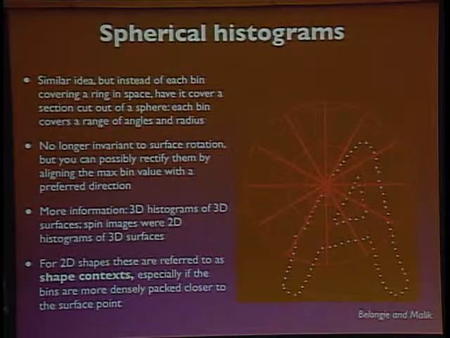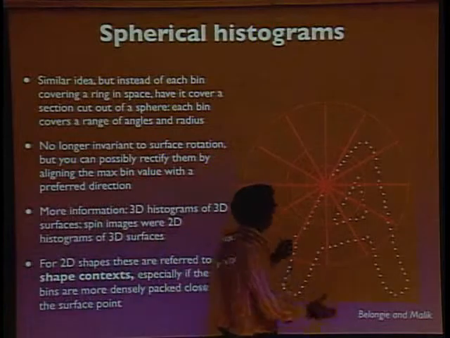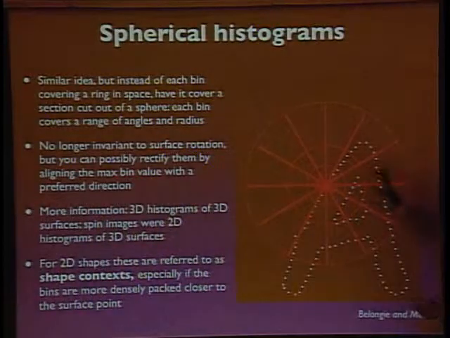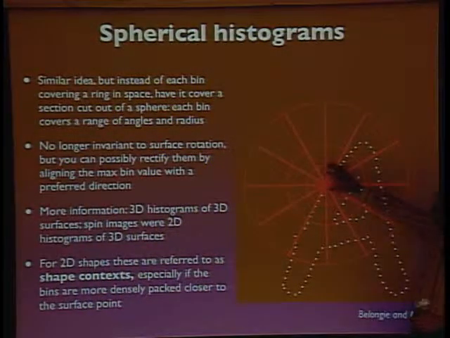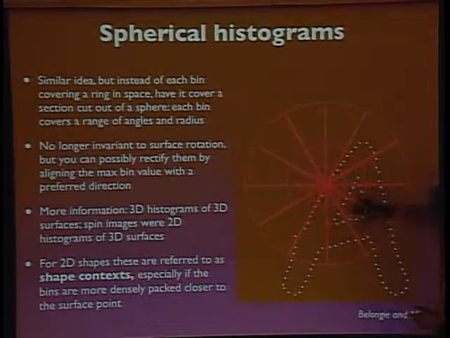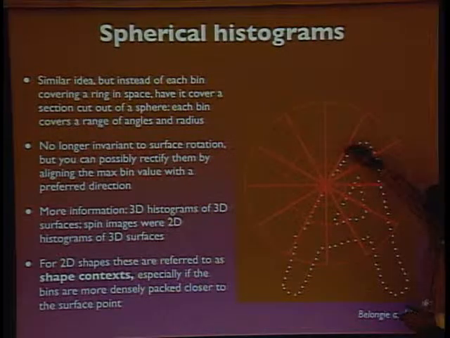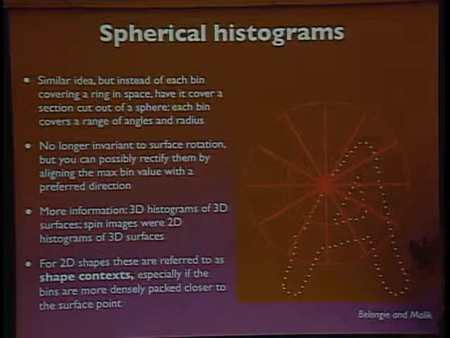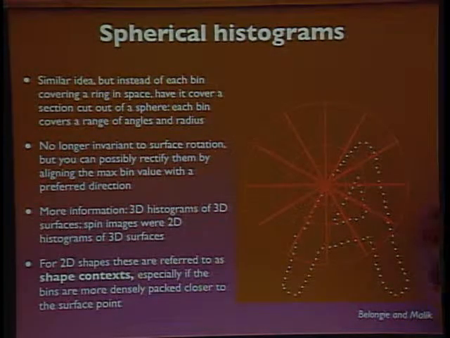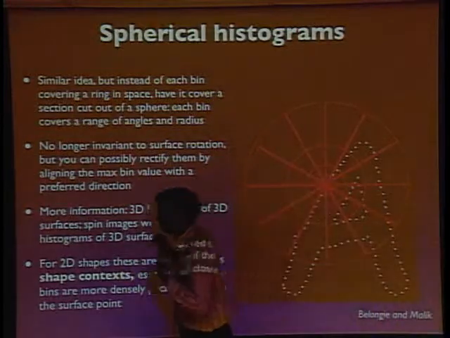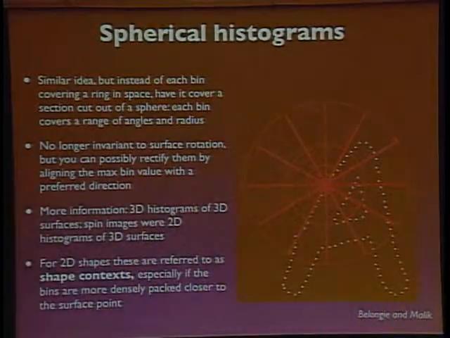Spheres in 2D are circles, and that's what I can draw. So imagine that you have a 2D shape like this, and you break the world up into these spherical or circle-shaped rings that look like this, and you chop them up by angle. Simply put, you just count up the number of points that fall into each one of these pie-shaped wedges, and use that as your representation of the object.